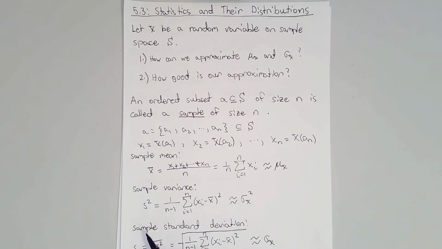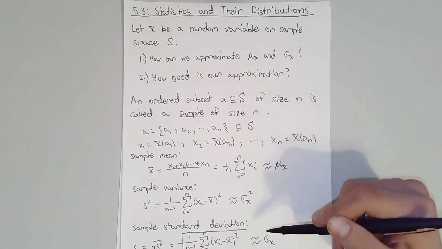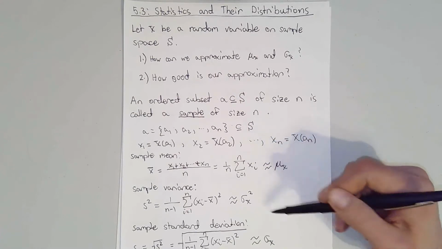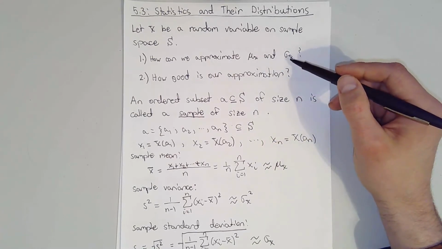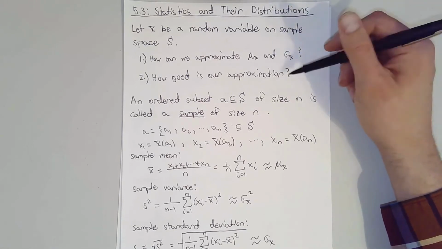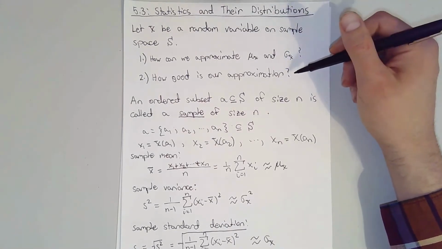Similarly, we can define what's called the sample standard deviation. That is just the square root of the sample variance, and it's given as follows. In this sense, this approximates the standard deviation of X. So using these procedures, using just a sample of S, we have a way to approximate such parameters. Number 1 is more straightforward than number 2. The next question is, how good is our approximation?